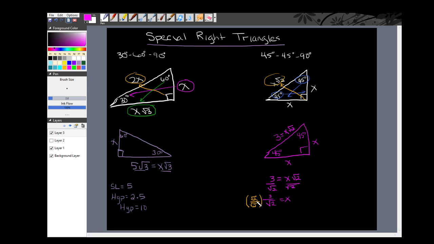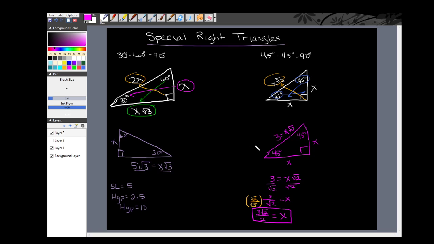So when I multiply that together, the square root of 2 times 3 is just 3 root 2. And then in the bottom, the square root of 2 times the square root of 2 is just 2. So the length of both of our sides in this case is 3 times the square root of 2 divided by 2. And that's it.